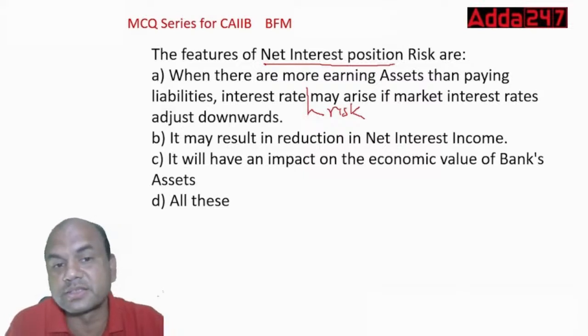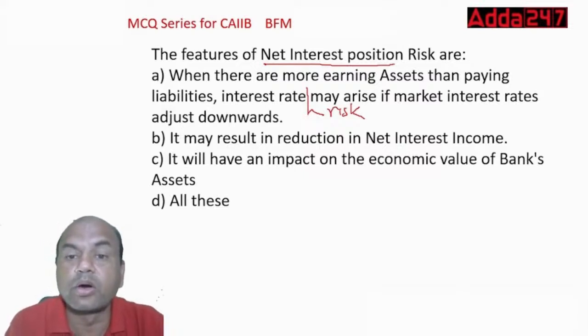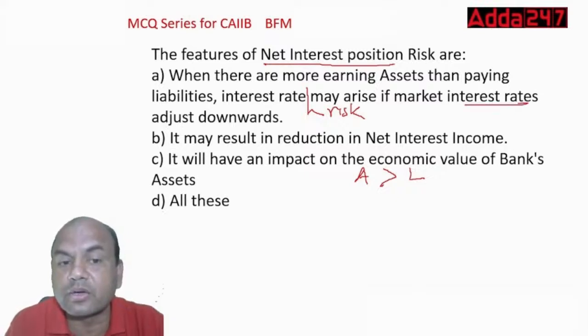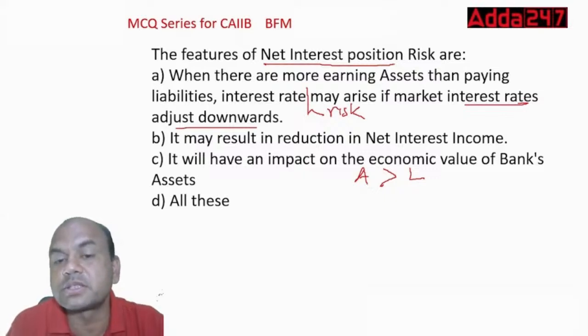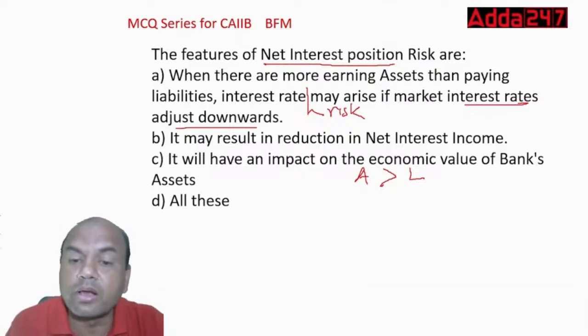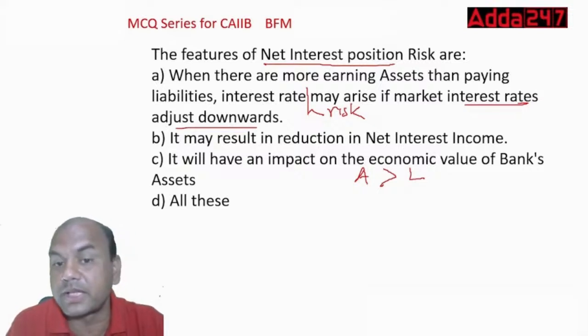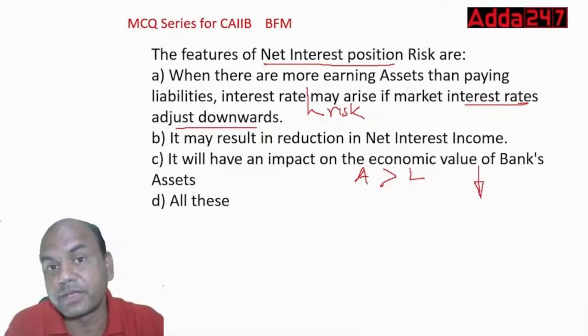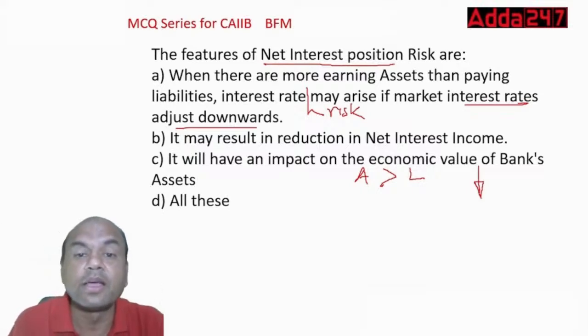Now, what is this? When there are more earning assets than liabilities, then interest rate risk may arise if the market interest rate moves down. So if there are more assets than liabilities, what does it mean? I'm having more earning, right? My income is more because assets are more. So in that case, if the interest rate goes down, my earning will reduce. My surplus earning will reduce. So that's why I may be faced with interest rate risk. So the answer is A, correct.